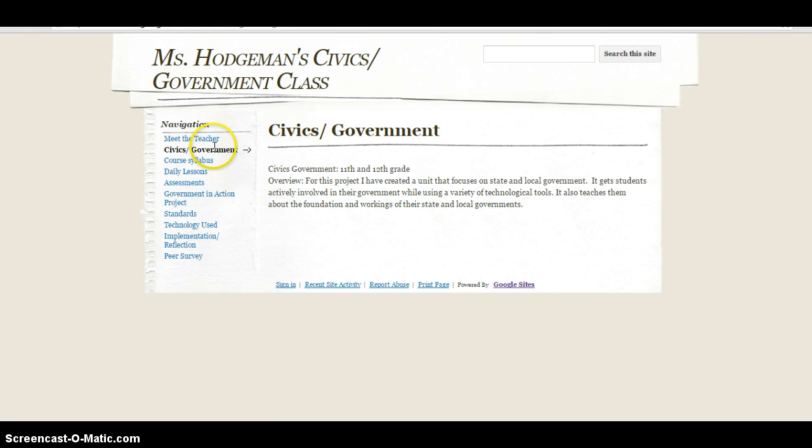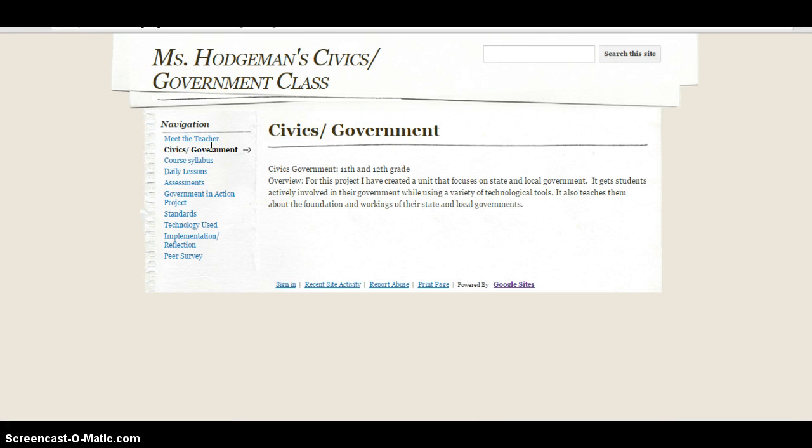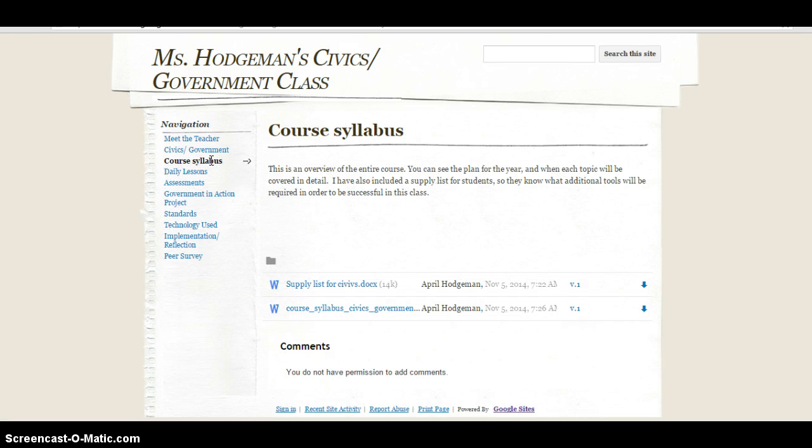If you look at the different tabs under navigation on the left, you'll see that first is the Meet the Teacher tab. That just tells you a little bit about myself and my teaching experience. Then Civics Government tells you about the overview of the unit and who I'm teaching it to, which is the 11th and 12th grade government classes. And then there's the course syllabus. I added this so you could click on one of the links to open up the syllabus and the supply list for my class, how everything fits together for the whole year.